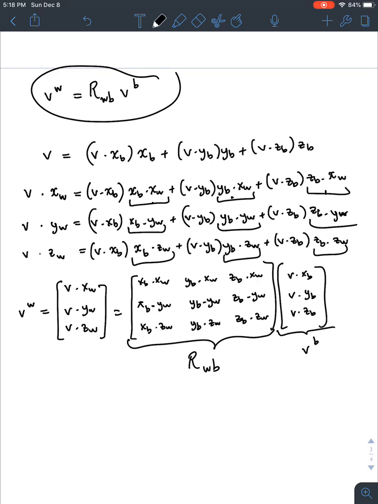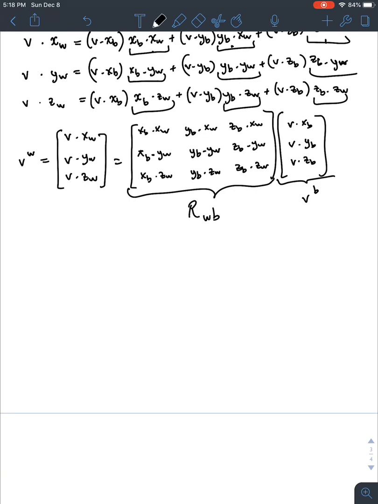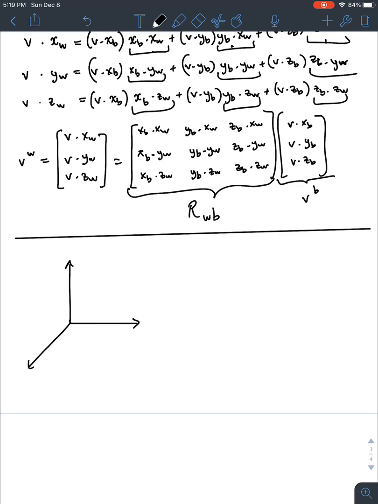Another interpretation of the rotation matrix, the second interpretation, is this. Let's suppose you have just one coordinate system. Since there is no source of confusion here, I'm just going to call it xyz. And a vector v that is expressed in this coordinate system, so v is going to be v dot x, v dot y, and v dot z. Suppose you want to rotate this vector along the z direction by some amount theta.